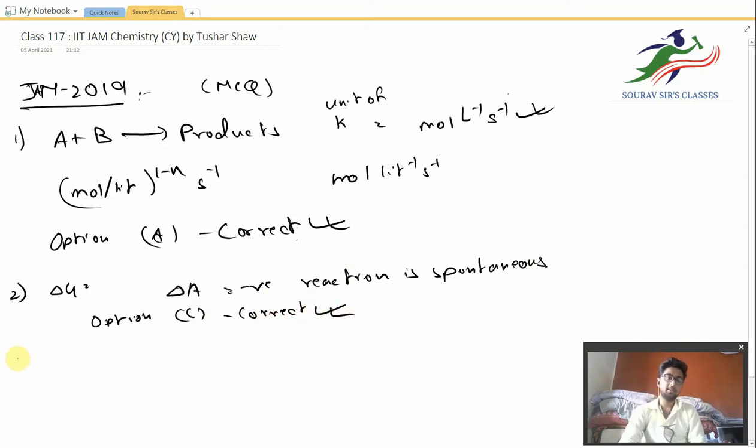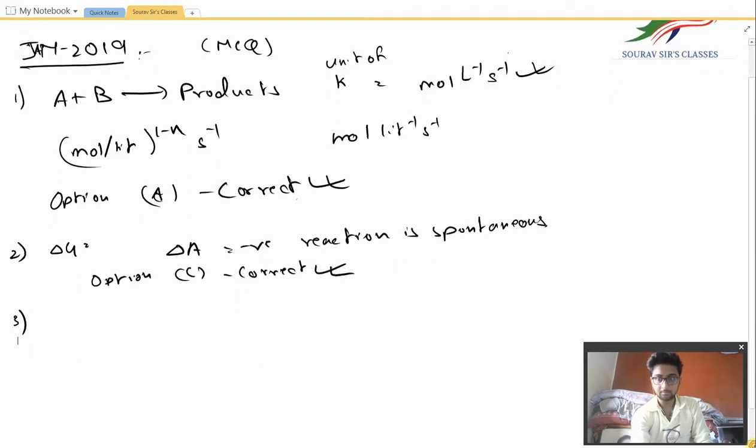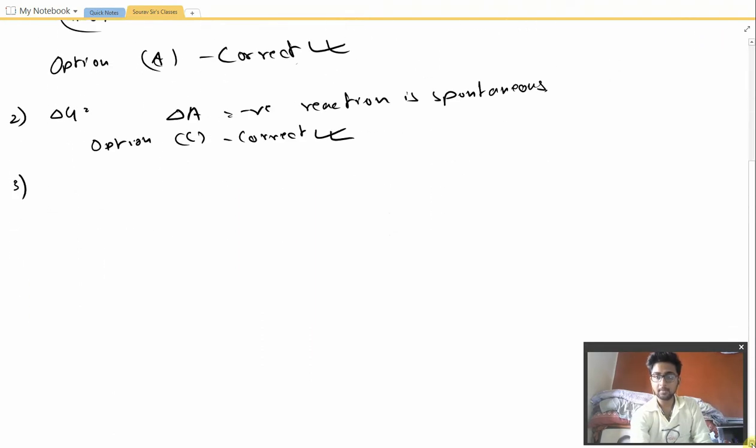Moving on to the next question: the number of modes of vibration of the carbon dioxide molecule that can be detected using infrared spectroscopy is. There are a total of four modes. You can see that 3n minus 5 is equal to 4, where n is equal to 3 for the carbon dioxide molecule. So there are four modes of vibration.